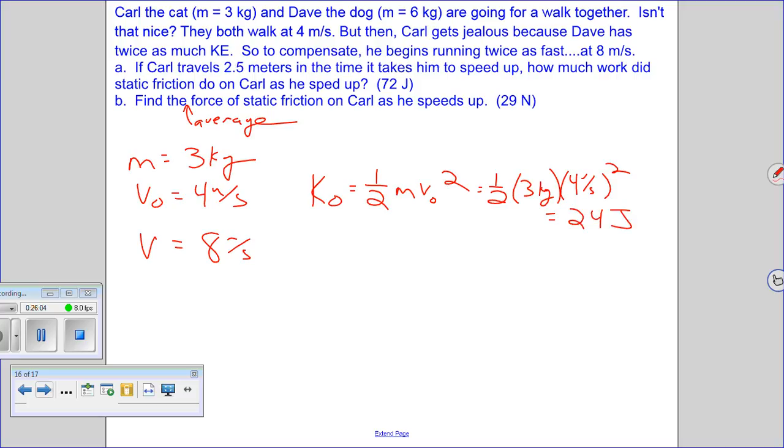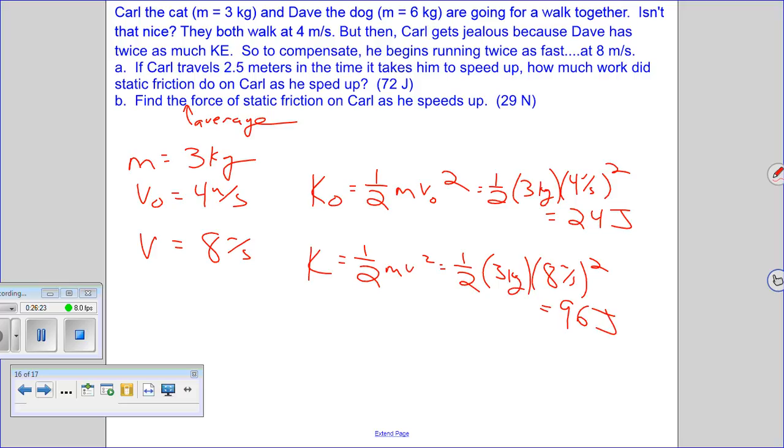So at the beginning, he's walking along. He's got 24 joules of kinetic energy. Then he's like, oh no, Dave. And he tries to get as much kinetic energy as Dave. And he ends up with 96 joules. His kinetic energy increased, right? Why? Say it again.